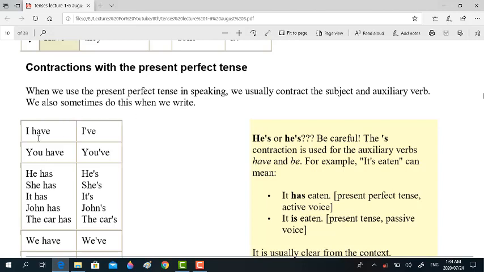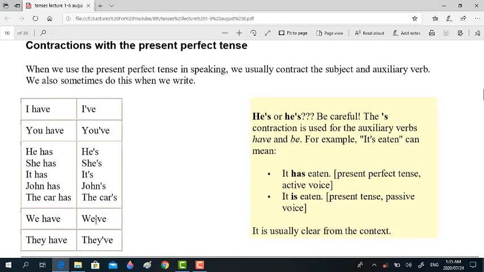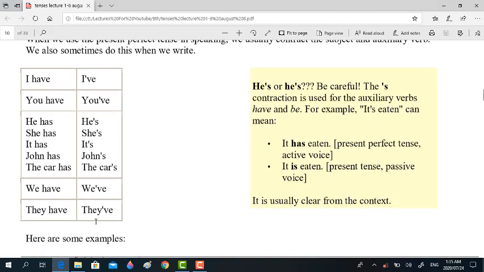Sometimes, right? The contracted form of I have is I've, I, then apostrophe, then V and E. This is equal to I have. You've, he's, she's, okay, and it's, John's, the car's, okay, we've, they've, etc. He's and his, be careful. The apostrophe plus S contraction is used for the auxiliary verbs have and be.